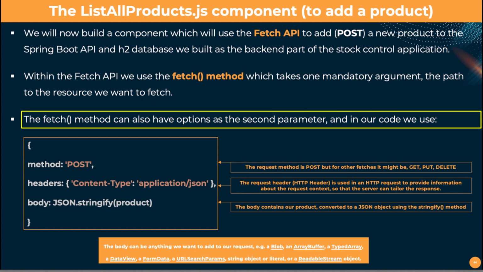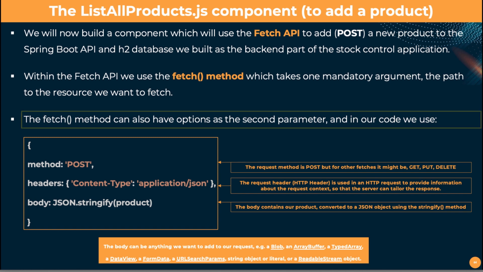The fetch method can have options as a second parameter. We said earlier about the first parameter being the URL, but the second parameter in our code could also be telling it about the method and the header and the body. So we can use this in this example just to show that we can have a second parameter if we want as well.